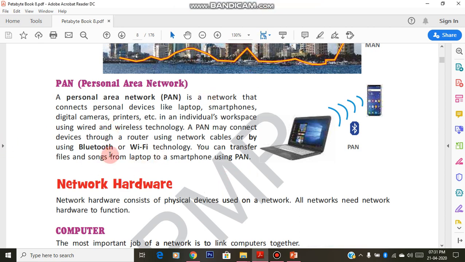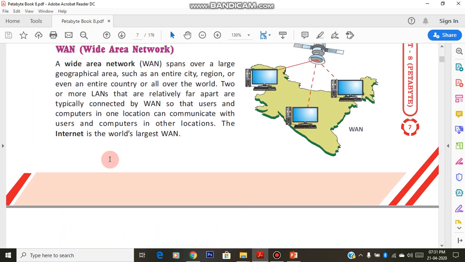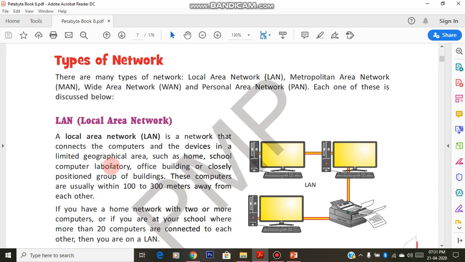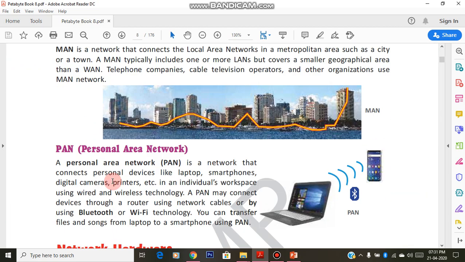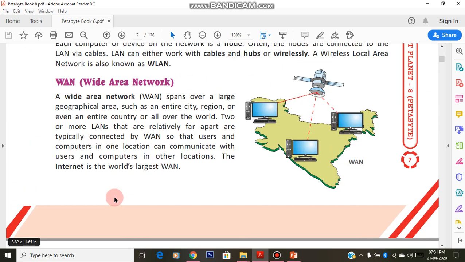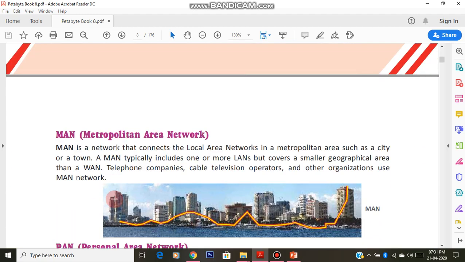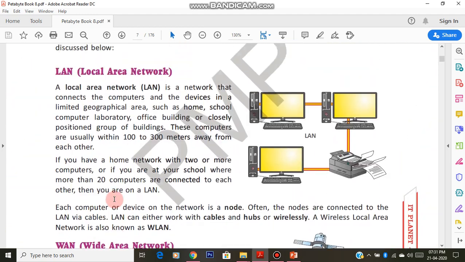That is PAN. So we have seen different types of networks depending on the geographical area they cover. The smallest one will be PAN. The smallest area will be PAN, which covers only our personal area inside our home. And next, if we go in ascending order, first comes PAN, next comes LAN.